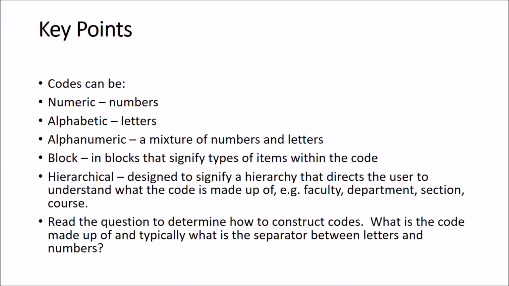So let's say 1 to 100, 101 to 200, 201 to 300. They could be hierarchical, so they could be designed to signify a hierarchy that directs the user to understand what the code is. So let's say 1, 5, 9, 10, which then would be faculty, department, section and course. Or alternatively, you might have things in the library that will direct you to a book on a particular shelf, made up of a number of codes: aisle 1, midway down section 1, shelf 3 or what have you. So it's that kind of approach, really, even a hierarchical approach.